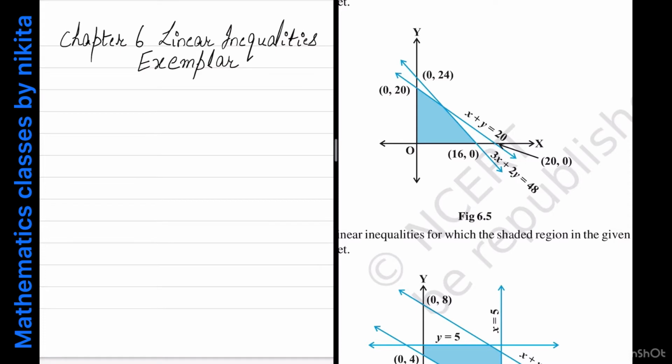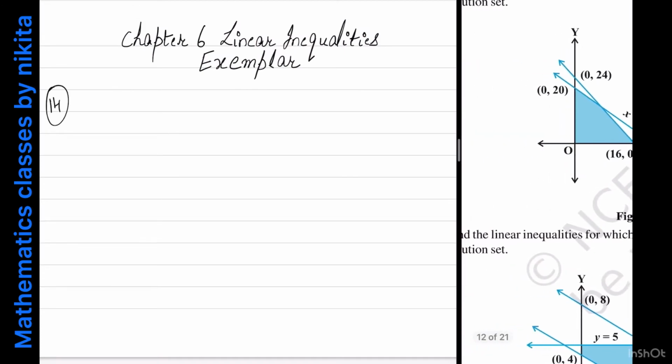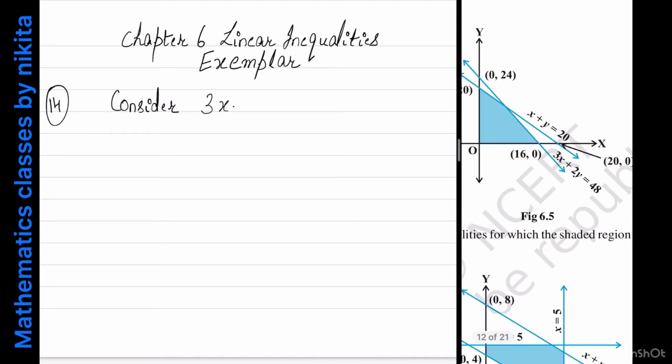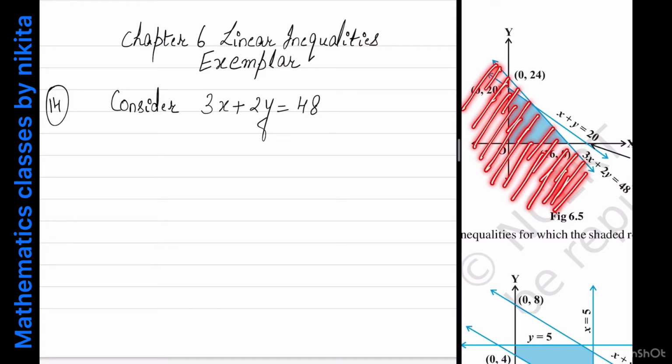Now first let us consider the line 3x plus 2y equal to 48. If you see this line here, then the lower half plane of this line is this one, so all the points below the line. Now you can see that the shaded region as well as the origin both lie on the same side of the line, that is on the lower half plane.